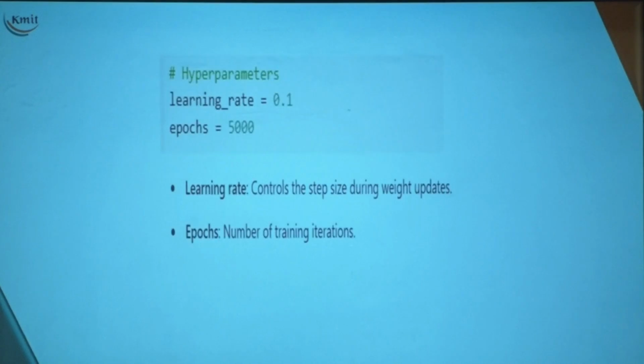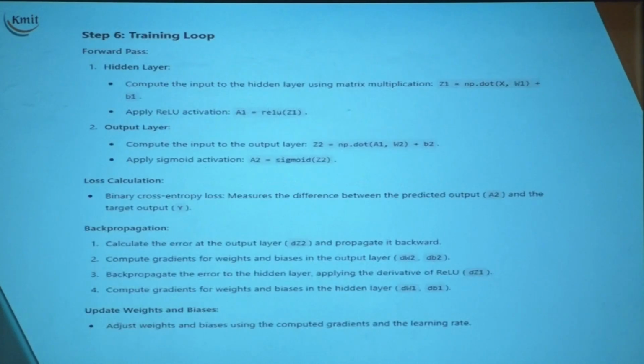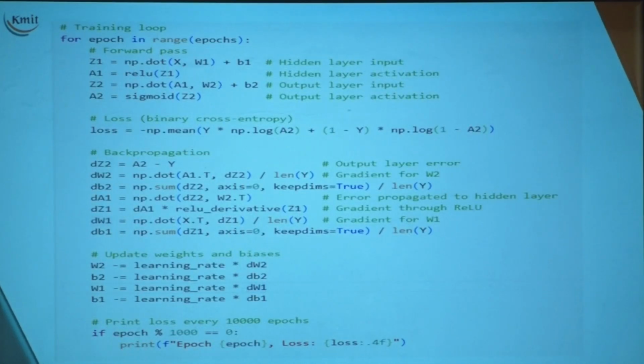Okay. Now defining the hyperparameters. What are the hyperparameters? Learning rate, because for updating I require learning rate. For training I require number of epochs. How many times I want to run this? So one is learning rate, one is number of epochs. Okay. Now look at this. It looks big, but it is very simple. Don't worry, I'll explain it to you line by line.